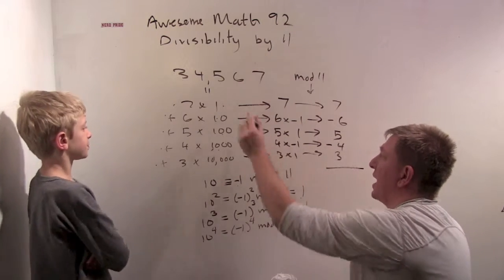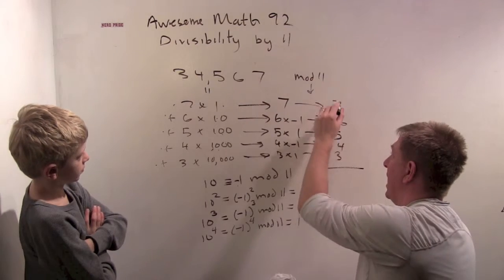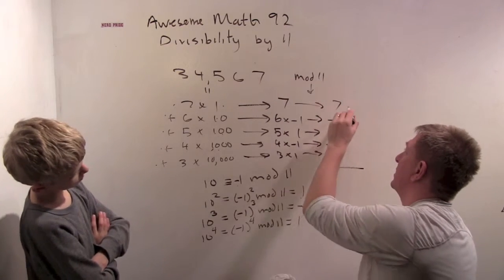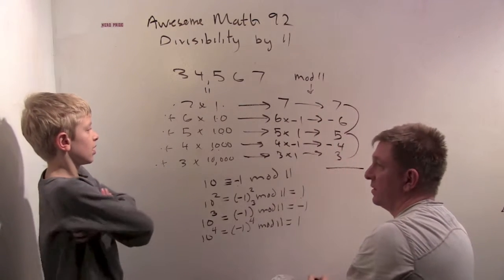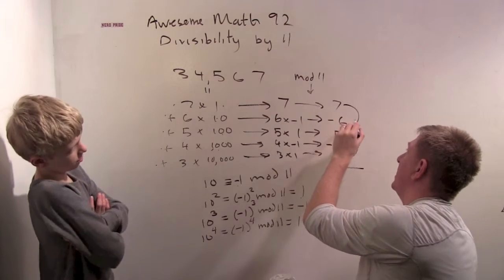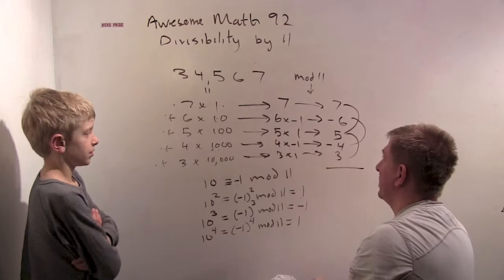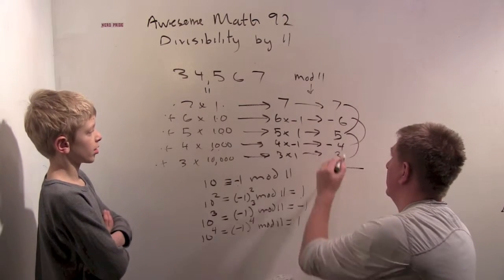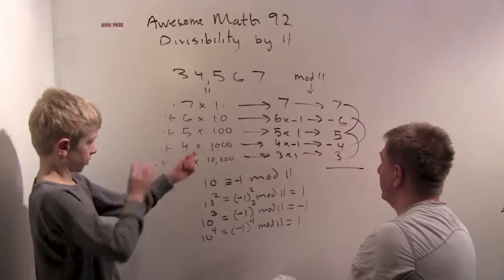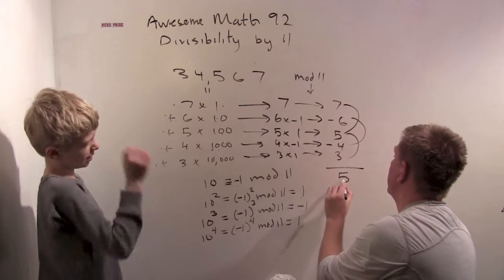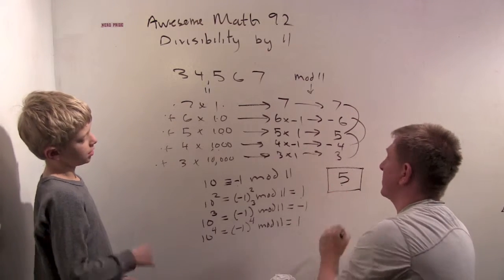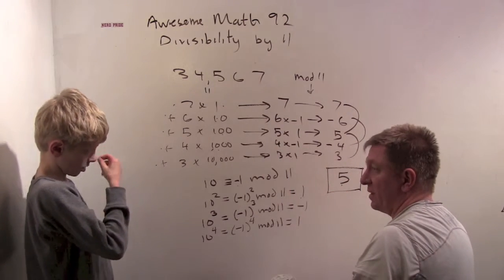So if we want to find out what they add up to be mod 11, we just add up this column. That means taking 7 plus 5 plus 3, and then subtracting 6 and 4. What is 7 plus 5 plus 3? It's 15. What is 6 plus 4? It's 10. So 15 minus 10 you get 5. That is what this number is congruent to mod 11.